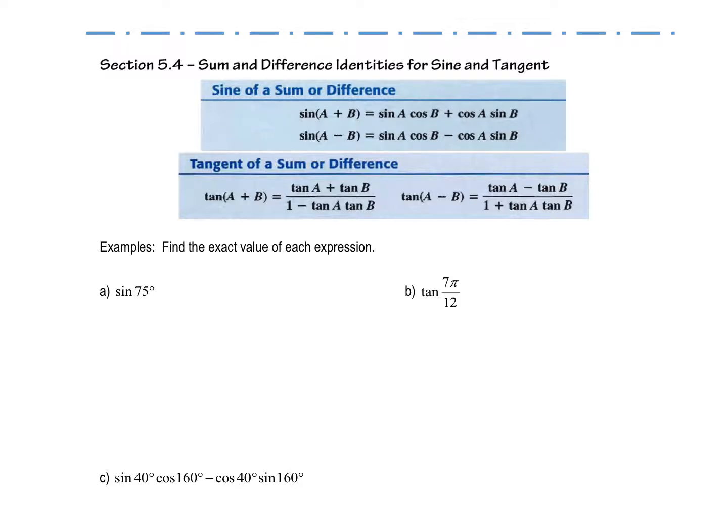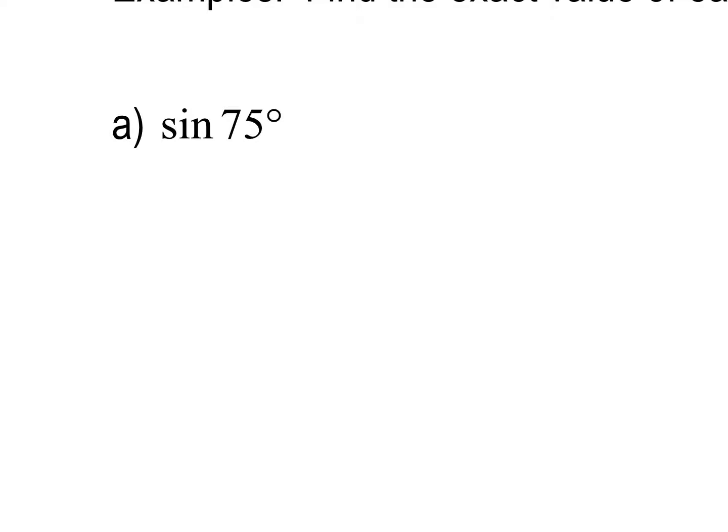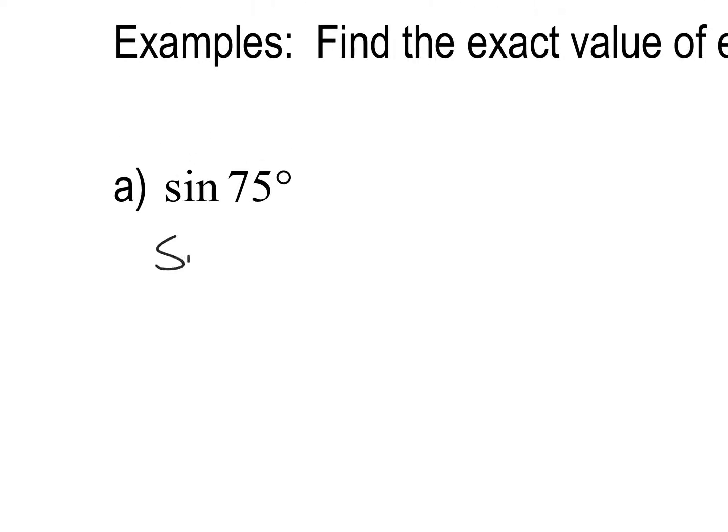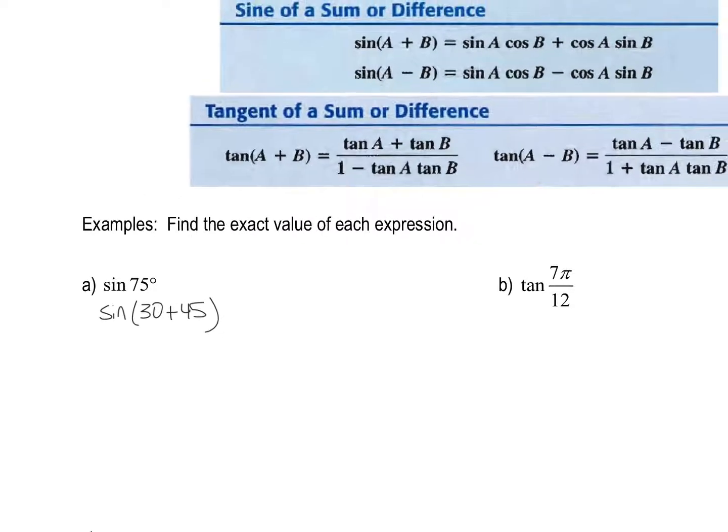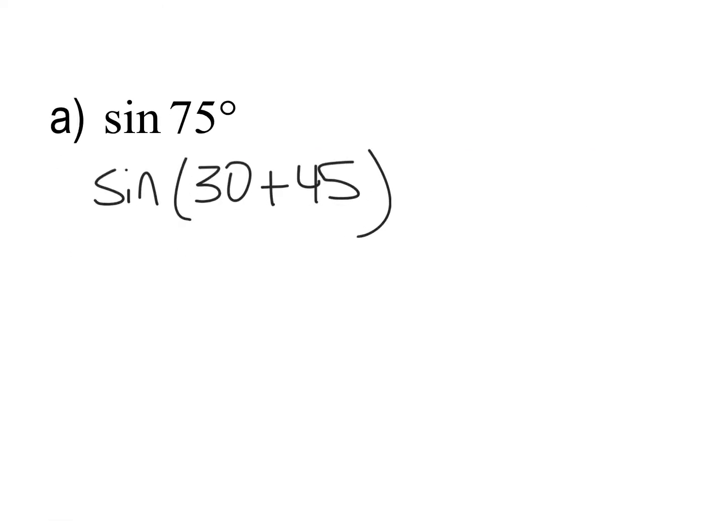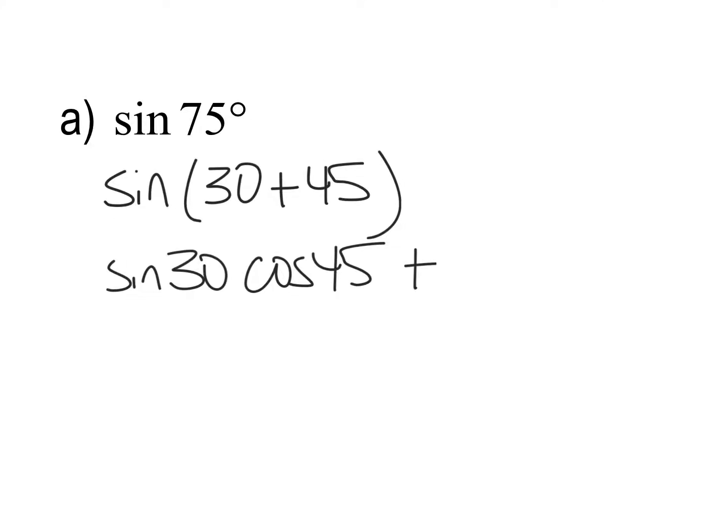But this very first problem, this sine of 75, just like we did for cosine, what I'm going to do is I'm going to rewrite this as sine of 30 plus 45. And then I'm going to use the formula up here for addition, using 30 and 45 as my A and my B. Okay, so I'm going to use sine of 30, cosine 45, keep the sine, plus cosine 30 times sine 45.